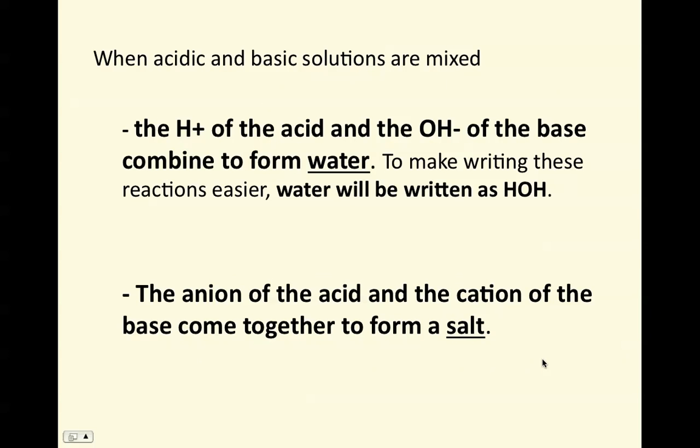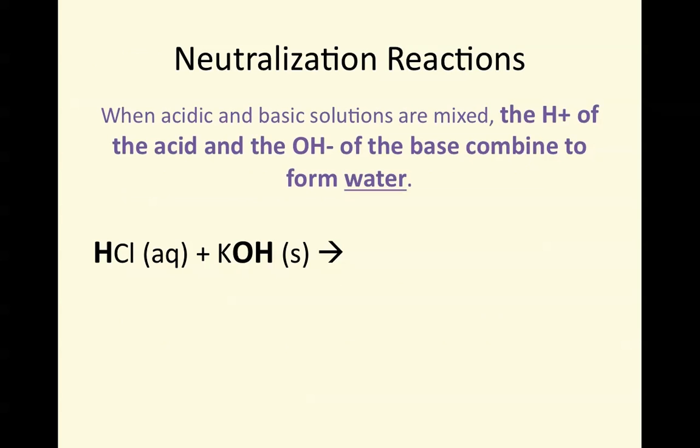When acidic and basic solutions are mixed, the hydrogen ion of the acid and the hydroxide ion of the base are going to form water. A lot of times for this unit I'll write water as HOH, just so that we can see the double replacement reaction clearer. The anion of the acid and the cation of the base are going to come together to form that salt. So here we're going to show that our hydrogen ion and our hydroxide ion are going to form water. And then our leftover potassium and chloride ions are going to form our salt.